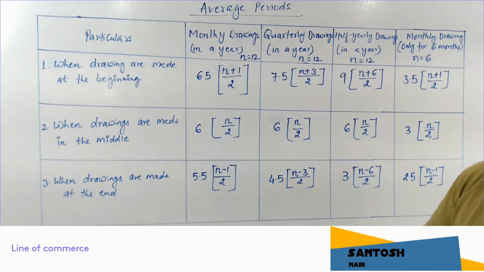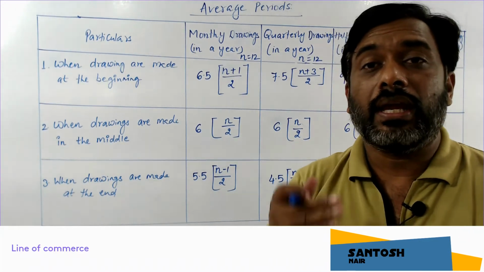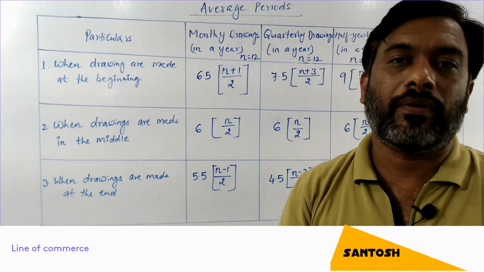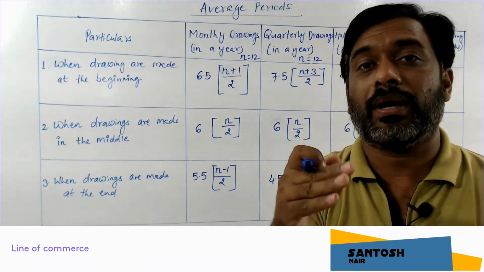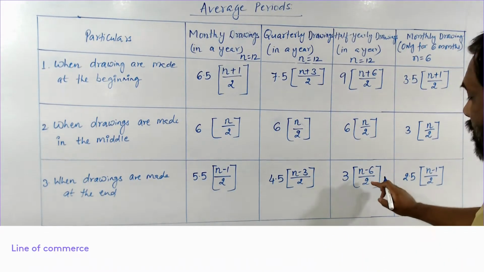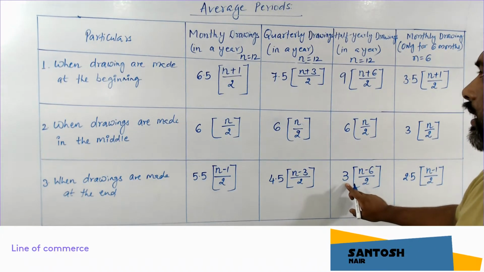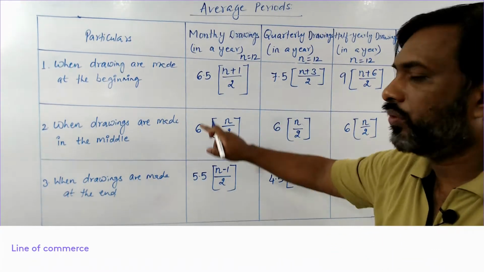Last one. At the end of each half yearly, n minus 6 whole divided by 2. So n is again 12. 12 minus 6 will be 6. So 6 divided by 2 will be 3. So this is how you can remember.